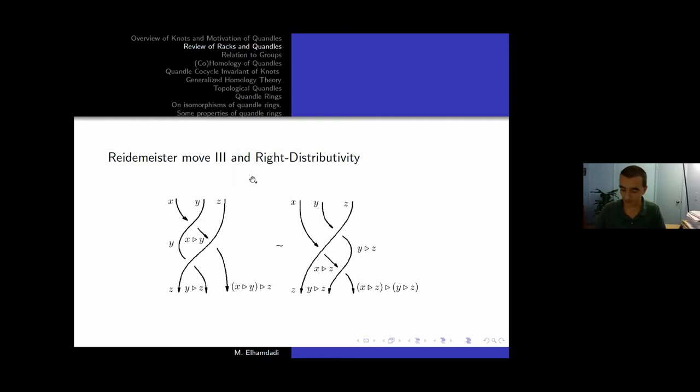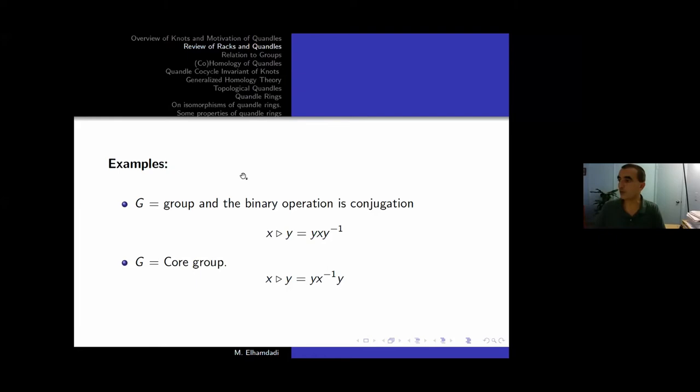Now, obviously, since we gave the definition, we have to give some examples. Start with a group. Let G be a group and consider conjugation on it. Conjugation gives a quandle operation. One can check the three axioms easily. Notice that if the group is abelian, this operation becomes X triangle Y equal X. And the quandles on which for any X, Y, X triangle Y equal X are called the trivial quandles. They are not that interesting because they don't give any good invariant of knots.